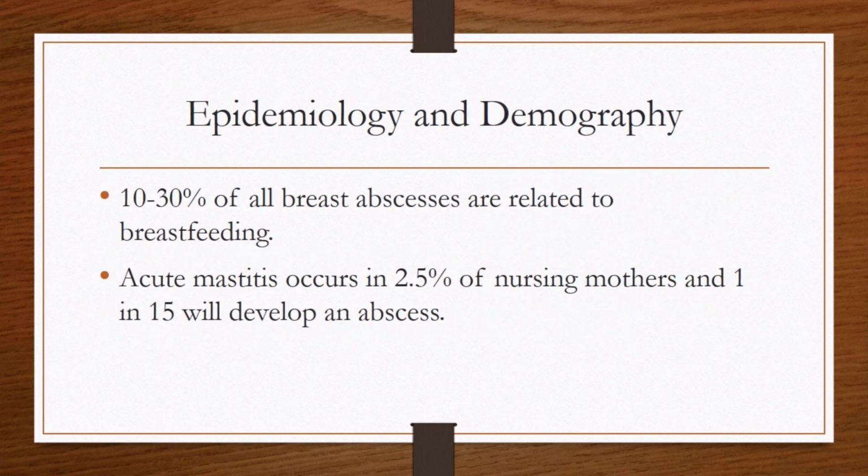Epidemiology and demography. 10 to 30% of all breast abscesses are related to breastfeeding. Acute mastitis occurs in 2.5% of nursing mothers, and 1 in 15 will develop an abscess.